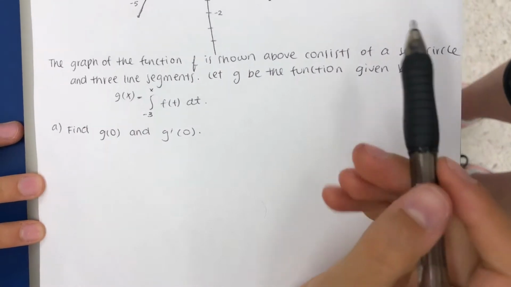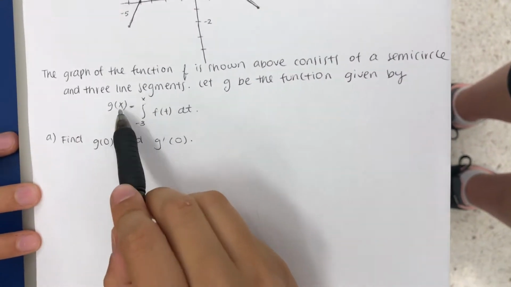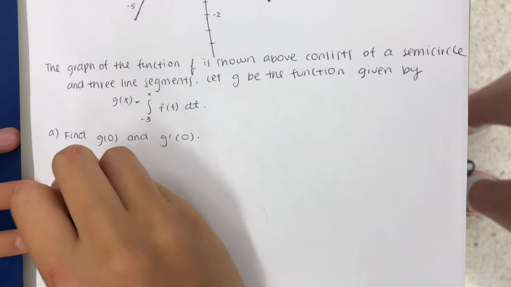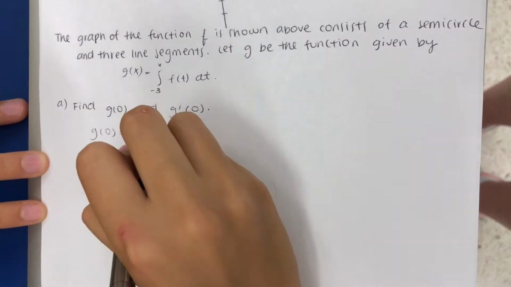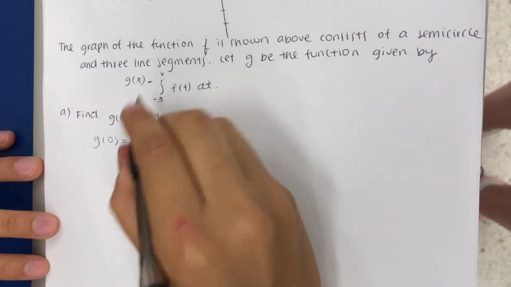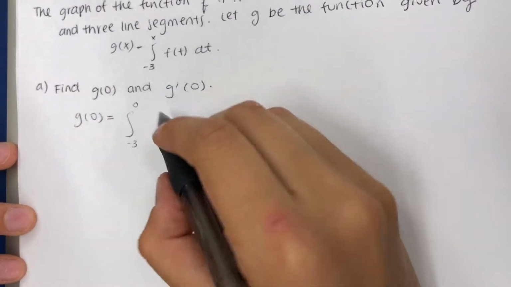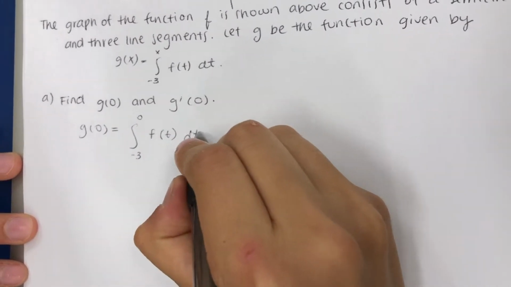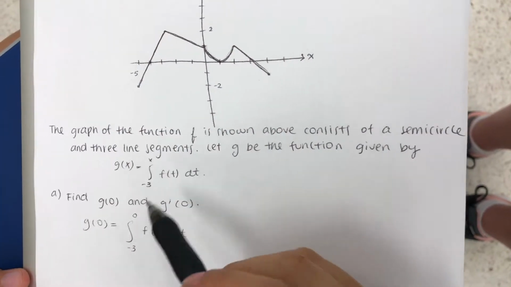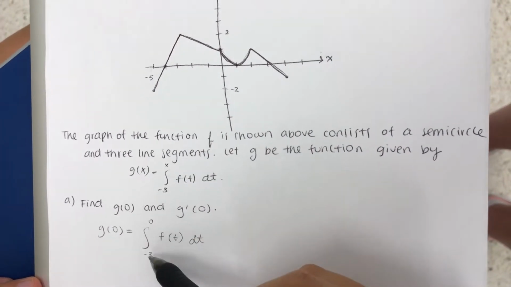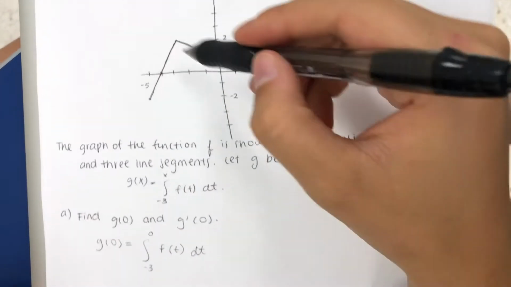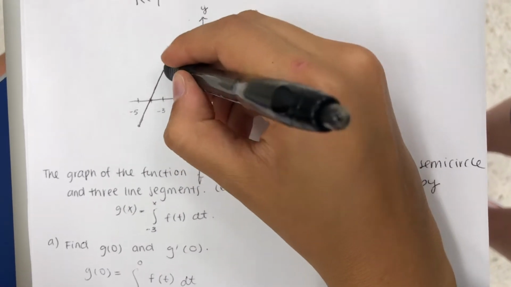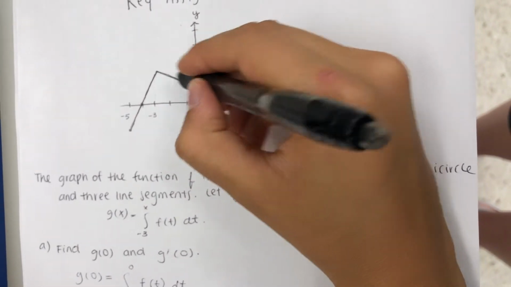The first thing that we have to do is substitute this value of x in our original function that was given in the beginning of the question. So we will put g of 0 equals, and we will substitute this 0 here. So it will be an integral from -3 to 0 of f of t dt. Here we will have to find what f of t is, and since our integral goes from -3 to 0, in the graph we can observe that from 0 to -3 this is a line segment that we are going to be using. This will be our f of t.